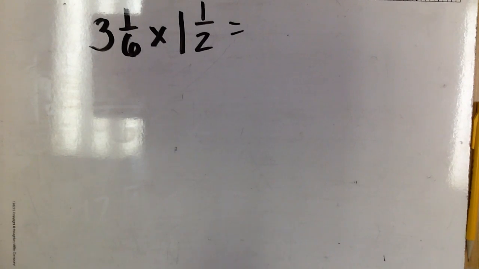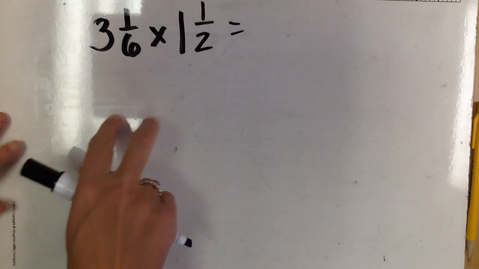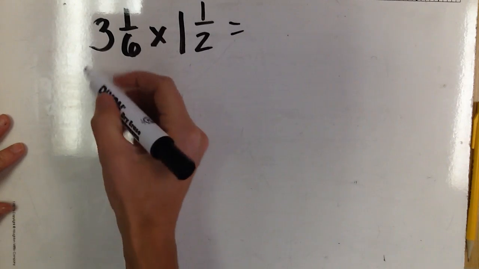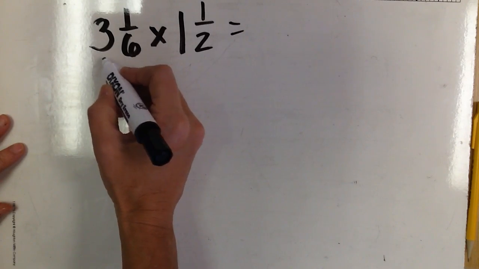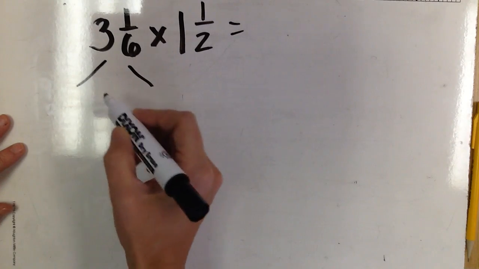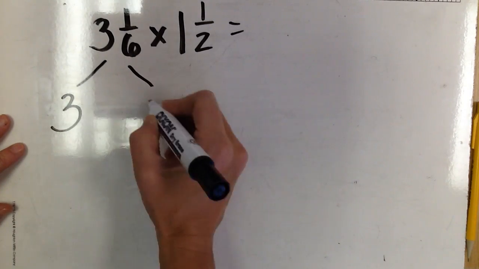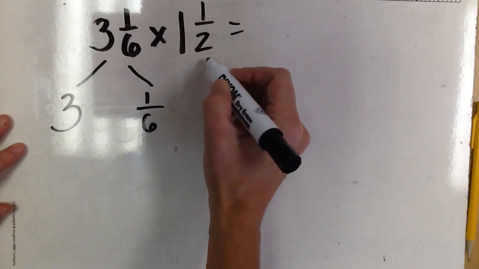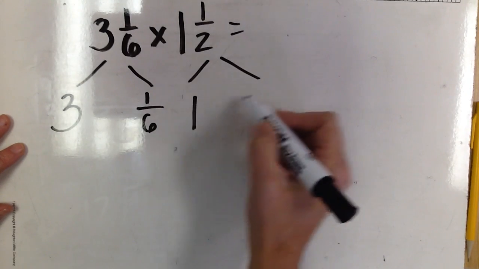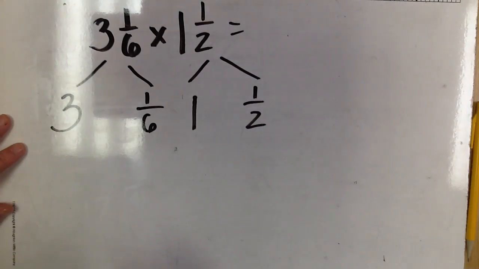This next video is going to demonstrate how to use another strategy to multiply mixed numbers, and we are going to focus on decomposing. When you decompose a number, you're breaking it down into smaller parts. So I'm going to use our same equation as I did with improper fractions. I'm going to break apart 3 1/6 into 3 and 1/6, and then 1 1/2 into 1 and 1/2.